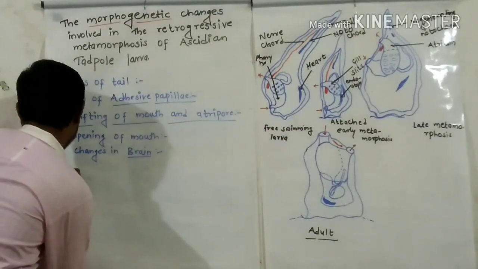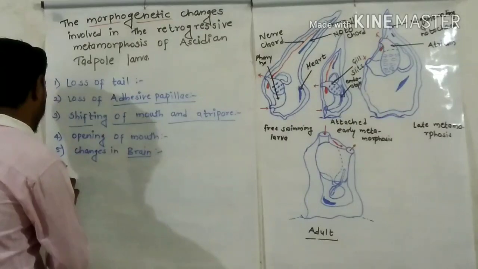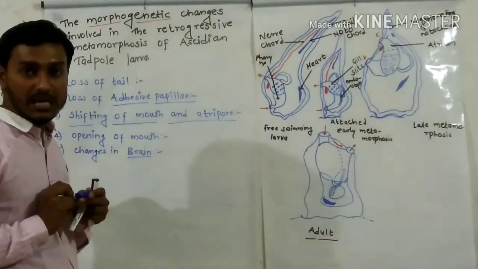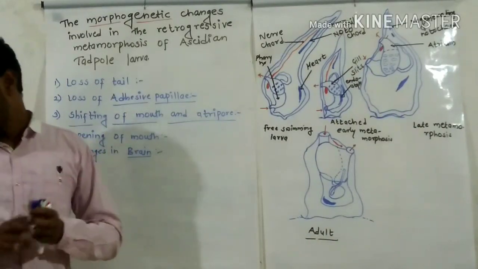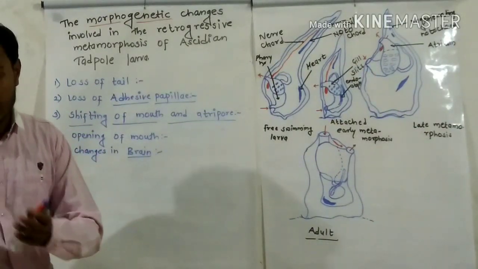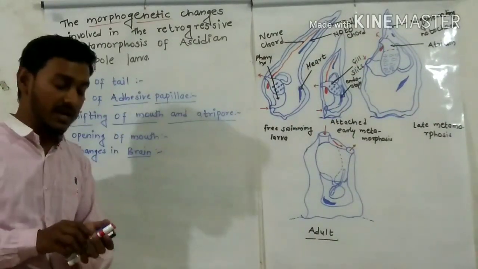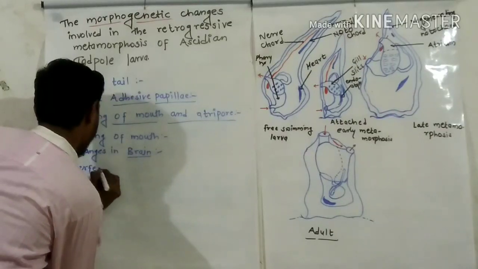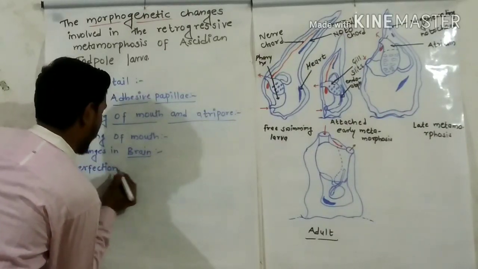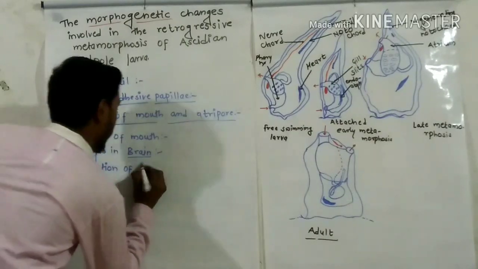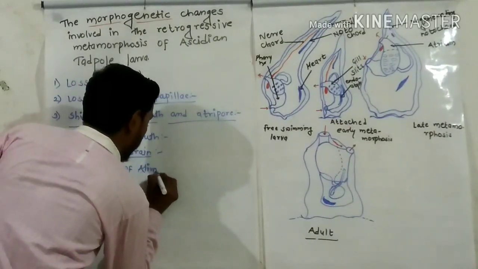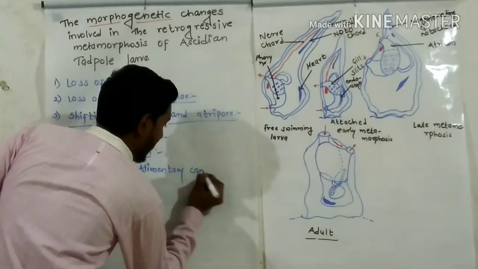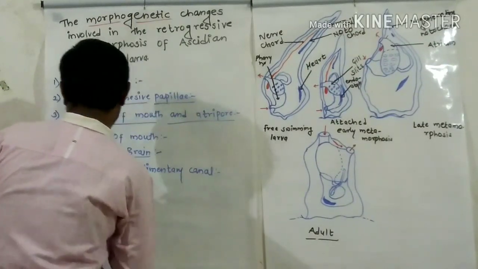Now the sixth point, that is the changes that are taking place in the digestive system. This means these changes lead to the perfection of the alimentary canal. Okay, the next change is perfection of alimentary canal.